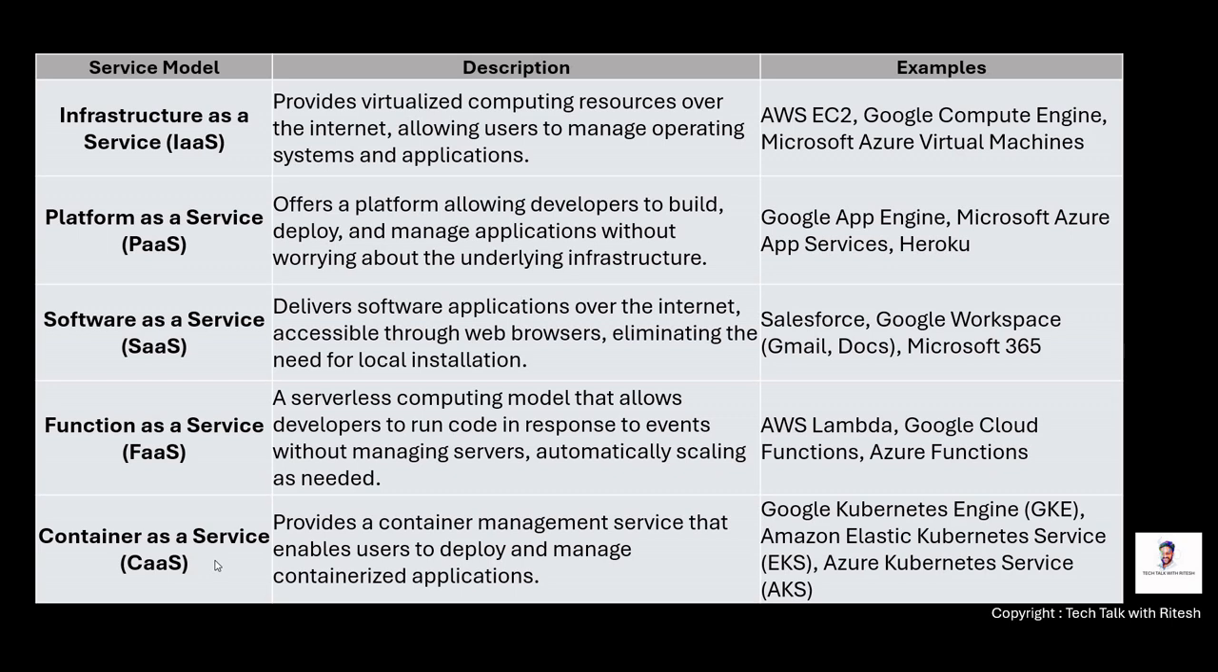Okay, container as a service. It provides a container management service that enables users to deploy and manage containerized applications. Containerized is also an architecture type, so that is also common. So we can create a package and then we can use the container to deploy those packages. Very popular examples would be Kubernetes and then Amazon Elastic Kubernetes Service, EKS, etc. Those are the popular services provided by AWS, GCP, Azure.